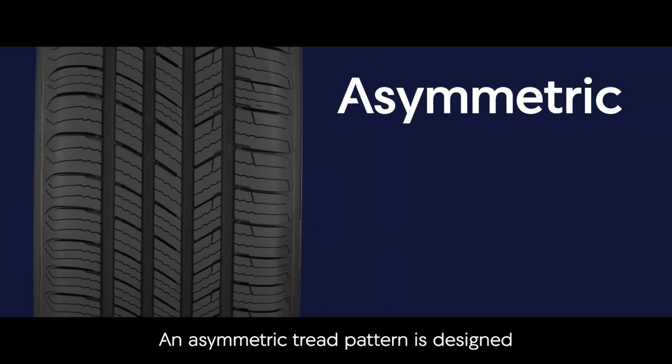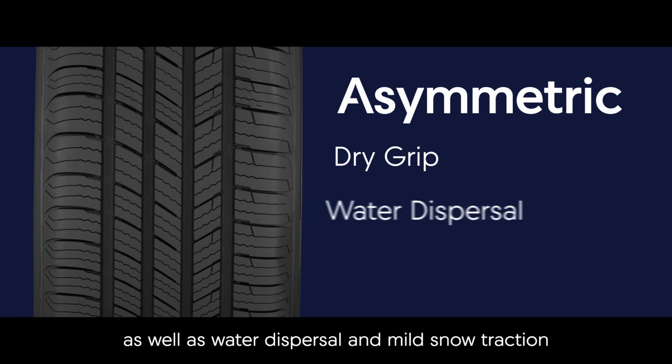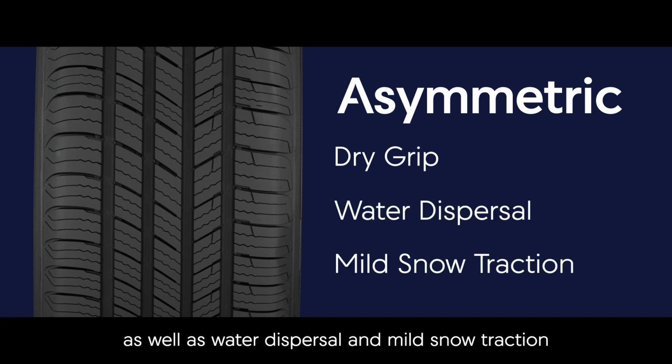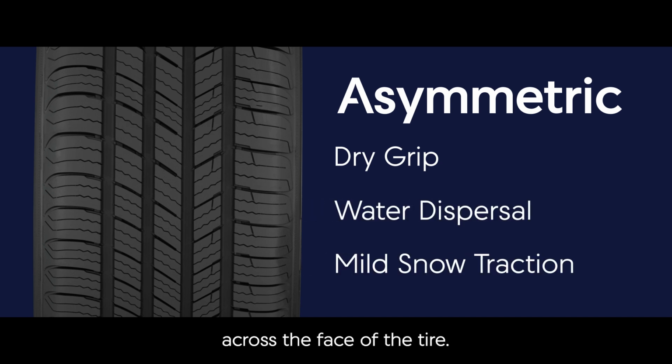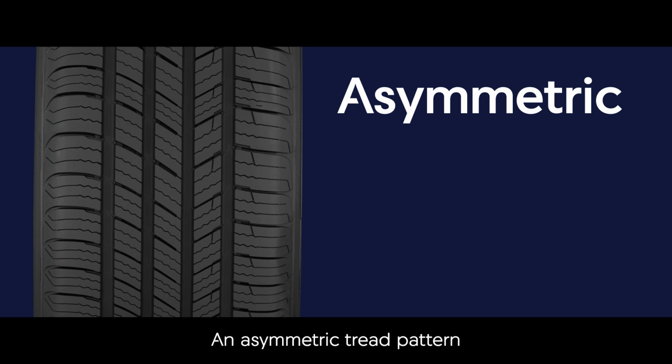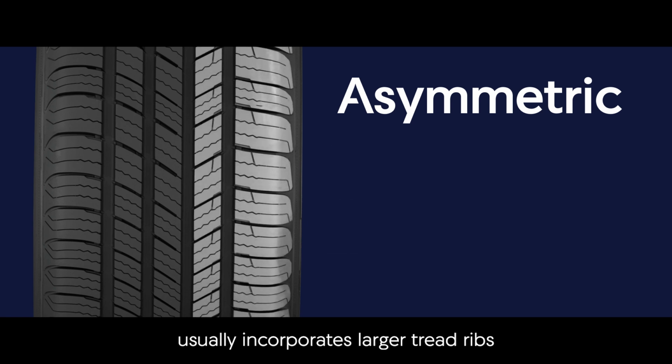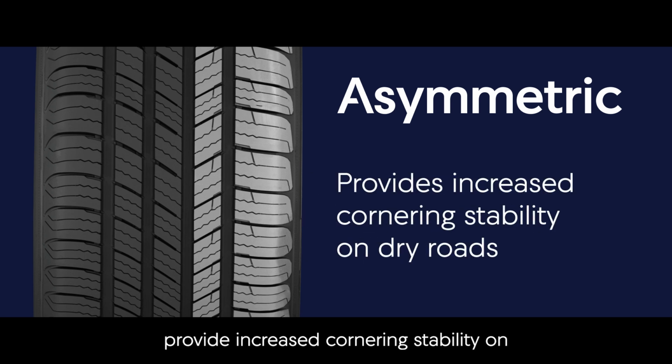An asymmetric tread pattern is designed to blend the requirements of dry grip, as well as water dispersal and mild snow traction where the tread pattern changes across the face of the tire. An asymmetric tread pattern usually incorporates larger tread ribs and/or blocks on the outboard side to provide increased cornering stability on dry roads through greater contact area.